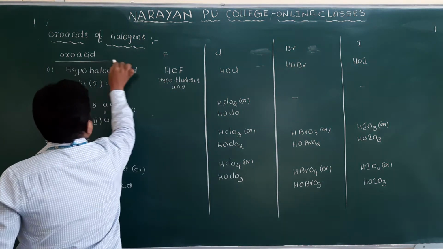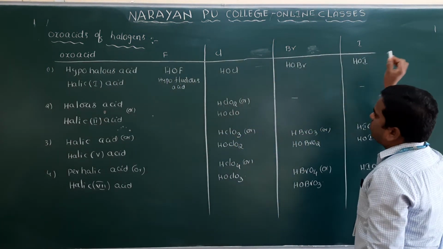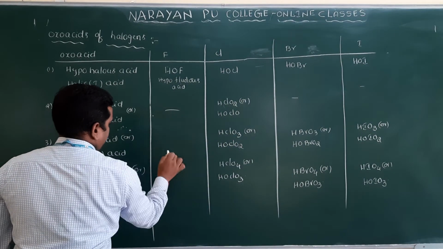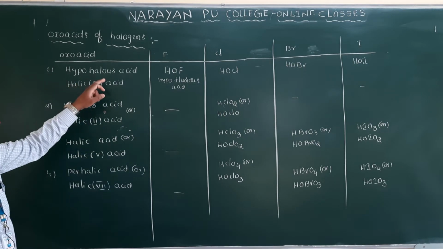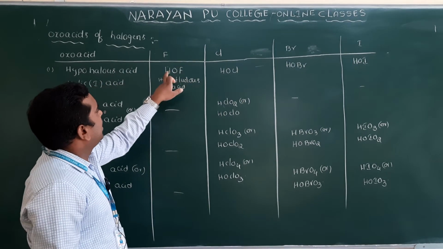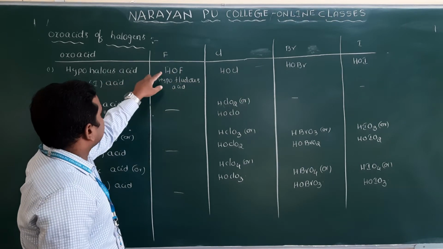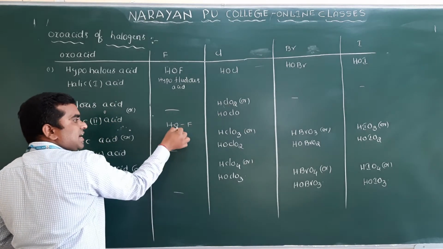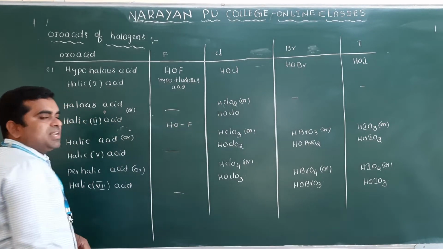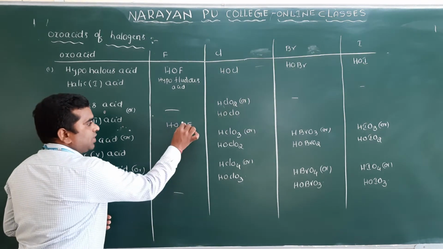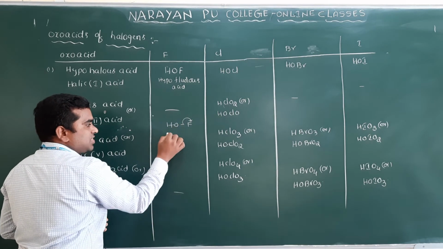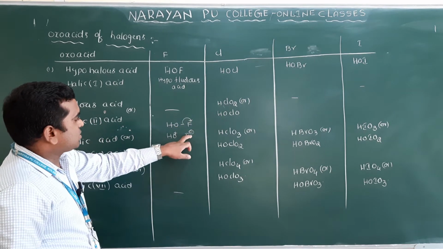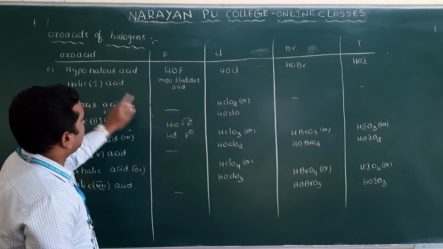So these are the oxoacids of the halogens. Now if you calculate the oxidation state in hypohalous acid, for HOF: fluorine is attached to oxygen, and between oxygen and fluorine, fluorine is more electronegative. So fluorine takes the electrons towards itself, oxygen loses electrons and fluorine gains them. So oxygen is +1 here.